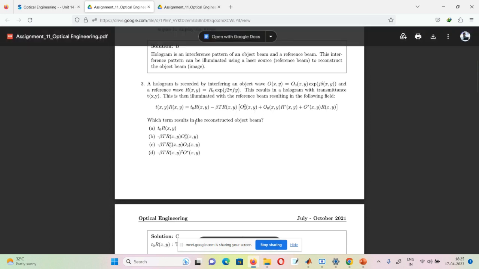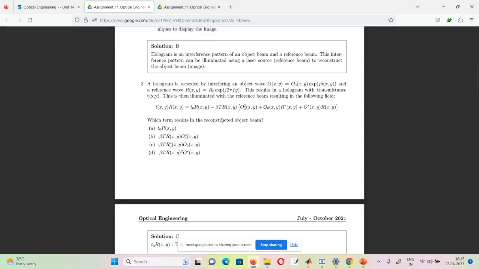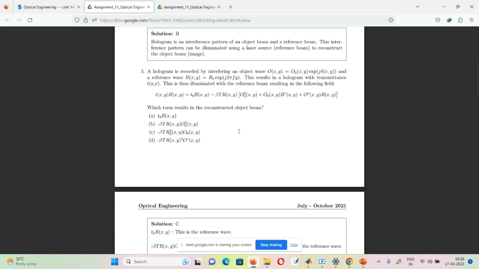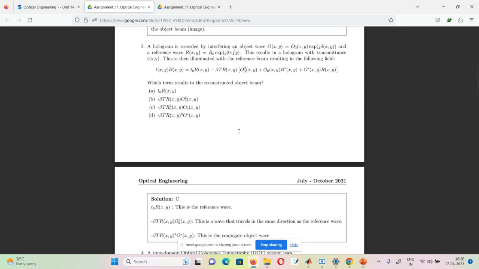Okay. Now, which term results in the reconstructed object beam? This is a question. This was already discussed in the class. Now you people can tell. T0 R(x,y). What is the information in R(x,y)? What kind of beam is R(x,y)? You people can tell which is R(x,y).